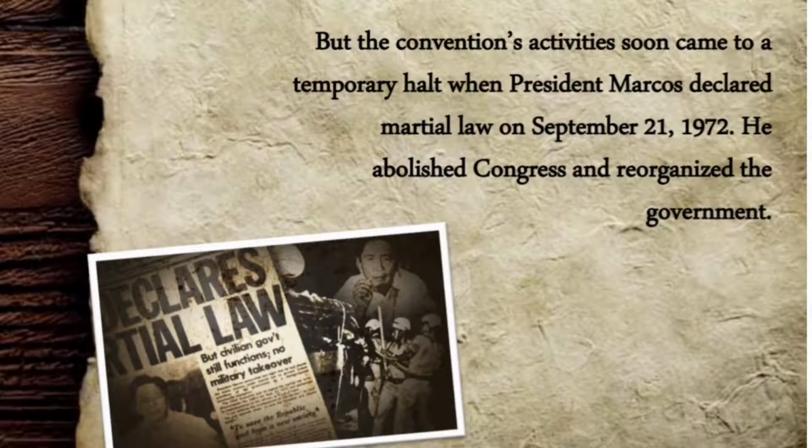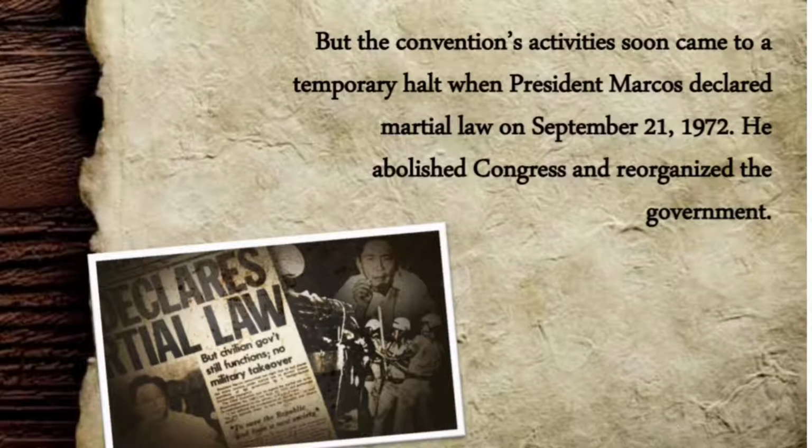But the convention's activities soon came to a temporary halt when President Marcos declared martial law on September 21, 1972. He abolished Congress and reorganized the government. So several days later, the convention was reconvened and a draft constitution was finally finished and approved on November 30.